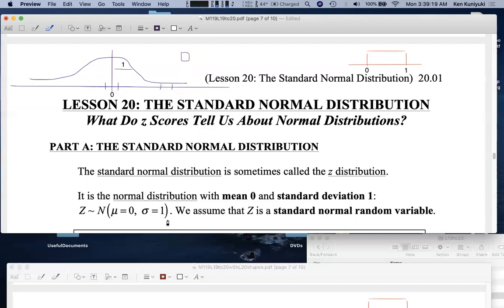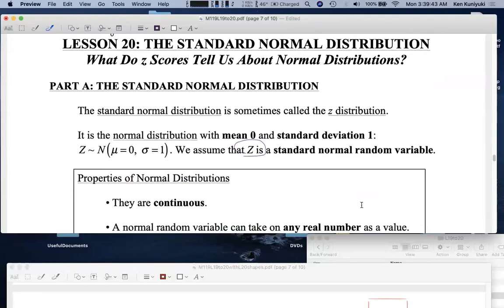Remember, for the standard normal distribution, there are no specialized units like pounds or feet or yards. The idea is that we can apply the standard normal distribution in a variety of settings. We assume that z is a standard normal random variable. So when you hear about a z-score, we usually assume it comes from a standard normal, though not always.